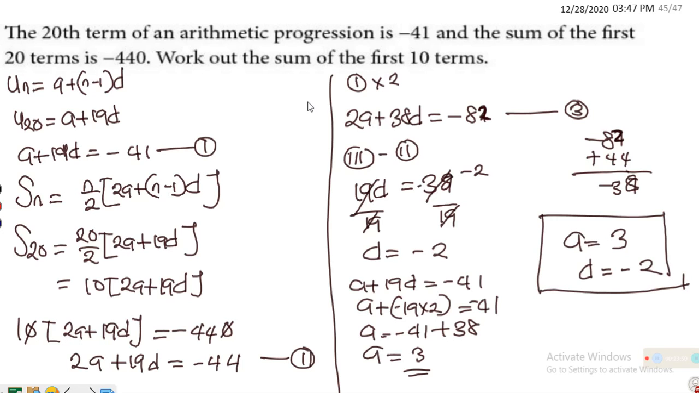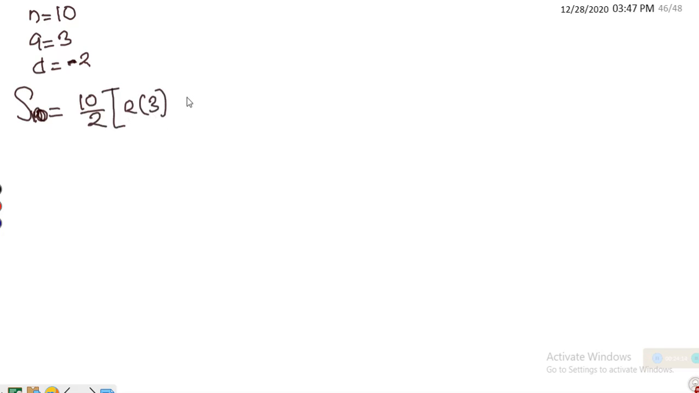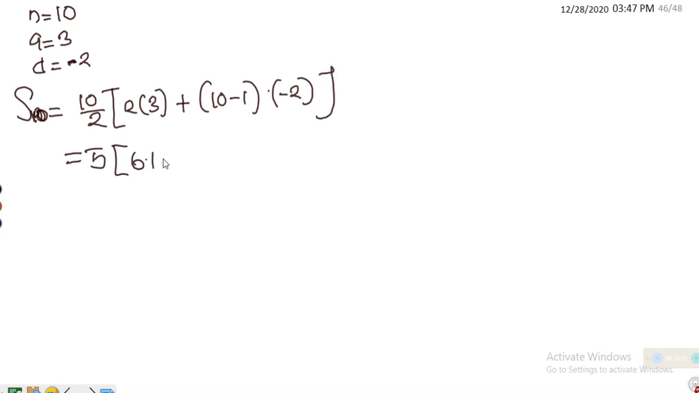Then we are asked to work out the sum of the first 10 terms. So n equals 10, a equals 3, and d equals minus 2. So Sn, so S10 will be 10 over 2 into 2 times 3 plus (10 minus 1) times minus 2d. So this is 5 into 6 plus 9 times minus 2.